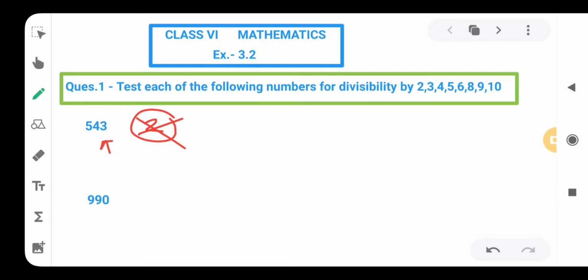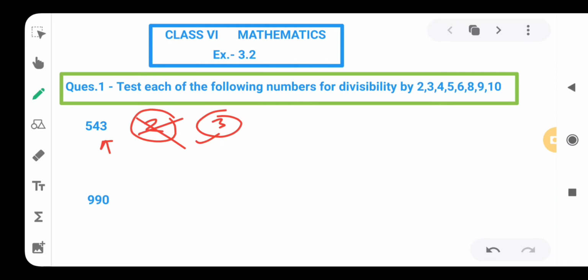Let's check whether 543 is divisible by 3 or not. So for this we need to add the digits of 543. So we are going to add 5 plus 4, that is 9, plus 3, that is 12. So 12 is divisible by 3. So that's why 543 is exactly divisible by 3.